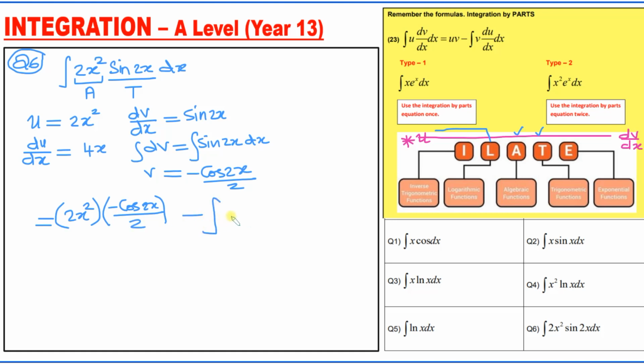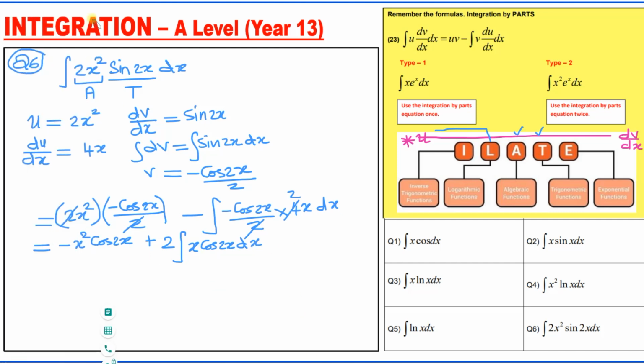minus integrating v, which is minus cos 2x over 2, times du over dx. du over dx is 4x, right? dx. Now, if you write this answer nicely, that 2 and 2 cancel. So minus x squared cos 2x, minus times minus is plus, and 2 and 4 cancel. So the 2 coming outside, integrating x cos 2x dx, right? So that is the intermediate step.